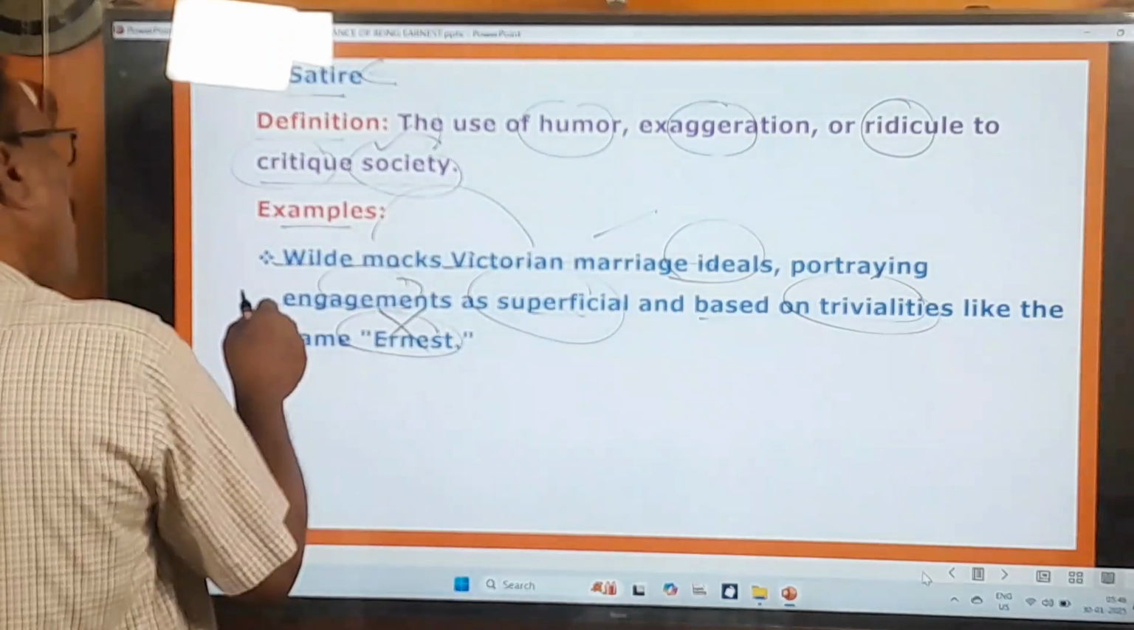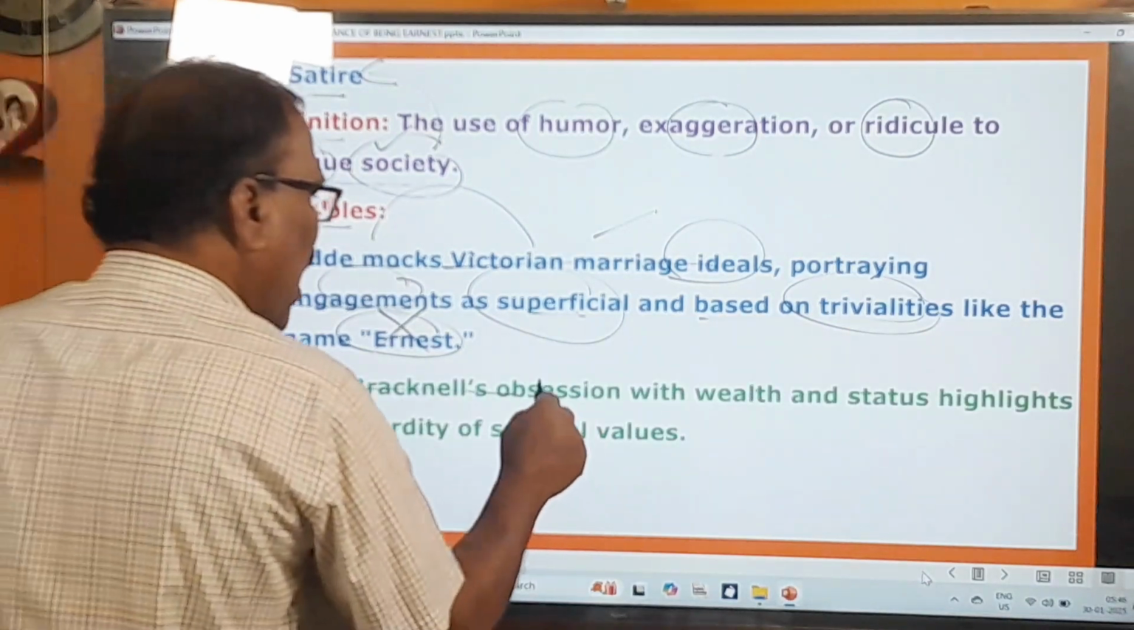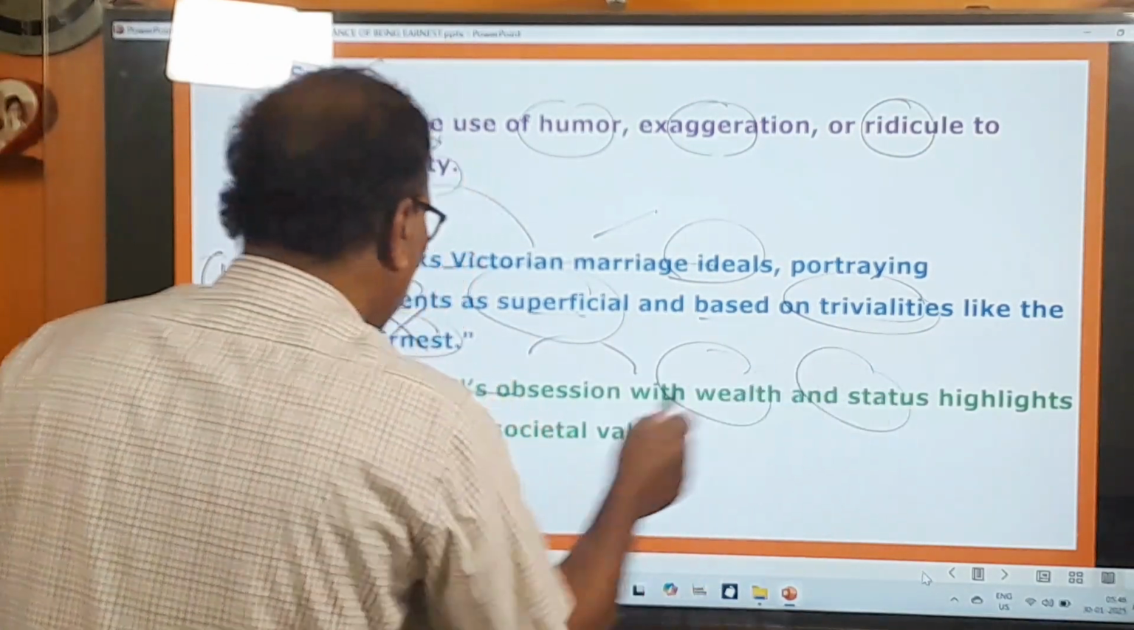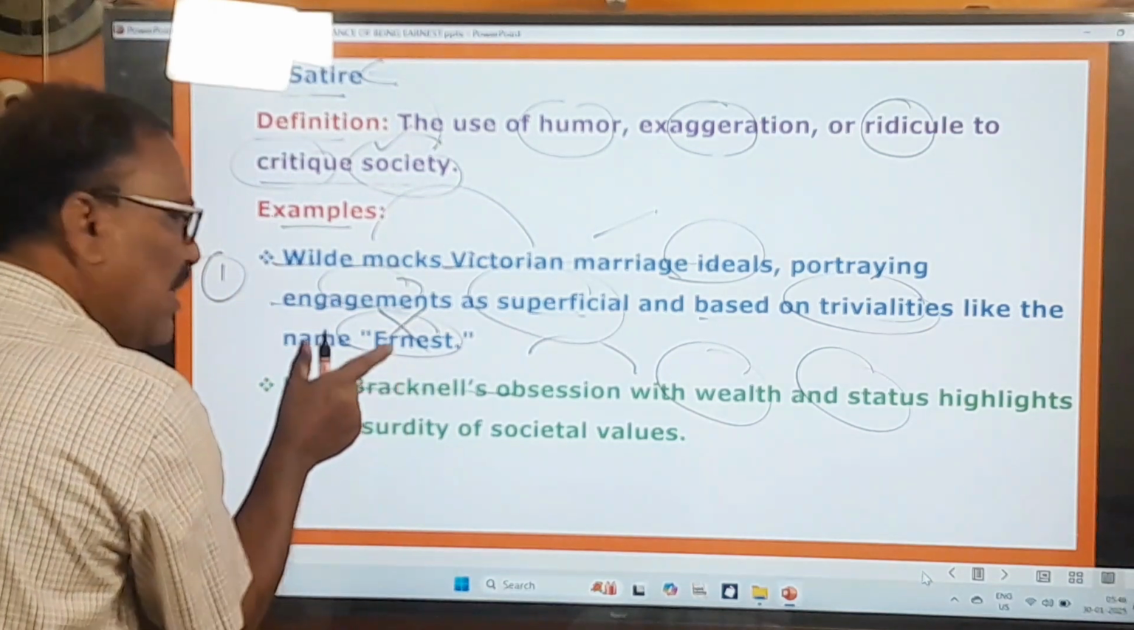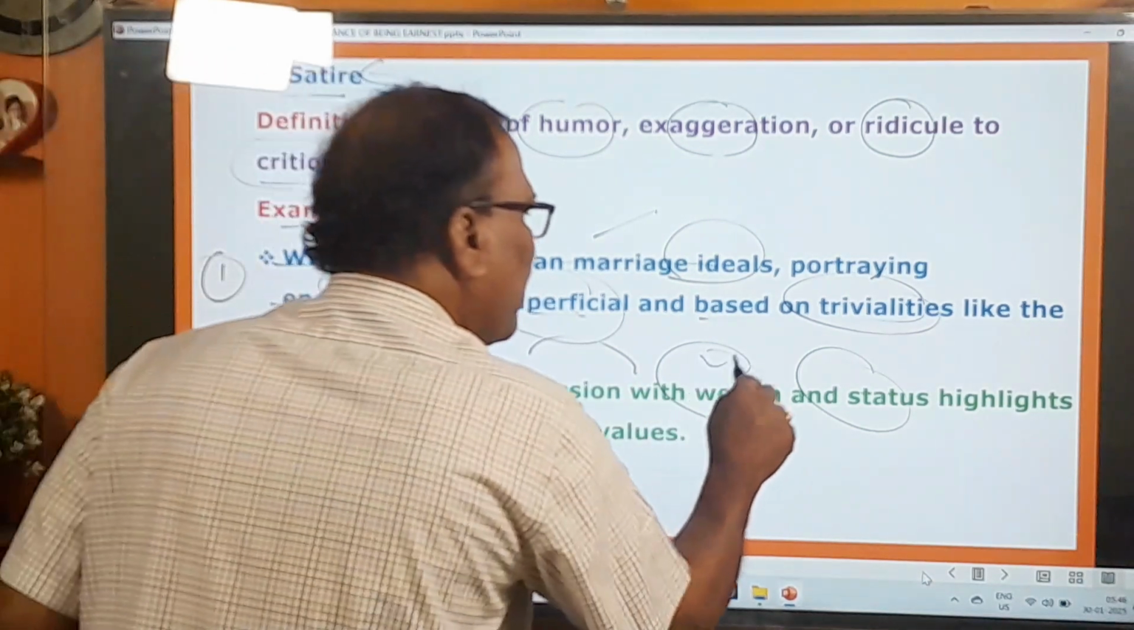So this is one satire, and one more example is given, I think: Lady Bracknell's obsession with wealth and status. And this Lady Bracknell is there, the mother of Gwendolen. She is very much obsessed with only wealth and status.